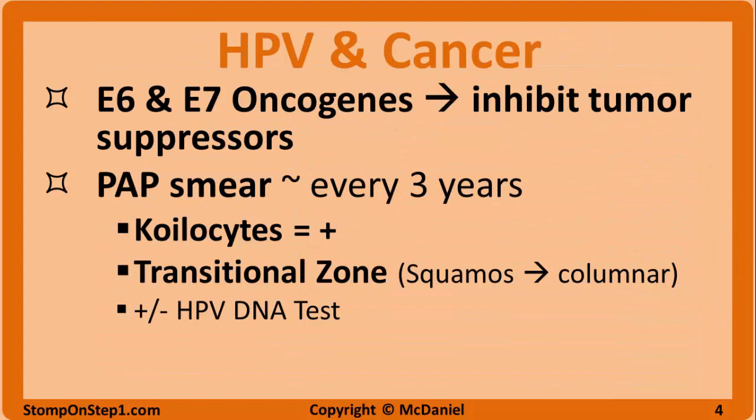A PAP smear may be combined with an HPV DNA test, which can help identify specific high-risk subtypes of the virus, and if negative, may allow you to decrease the frequency of PAP smears. There's currently a debate about the best frequency of PAP smears as well as the age they should be started and discontinued. Therefore, you will see different numbers depending on what guidelines you're looking at.